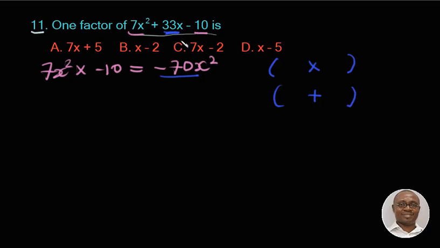Okay, so let us just make some quick guesses. If we say 7x times −10x, this is going to give us absolutely −70x². But if we now add these together, that is 7x plus −10x, we are not going to arrive at 33x. In fact, we will arrive at −3x.